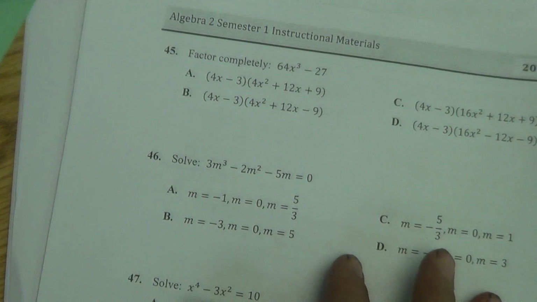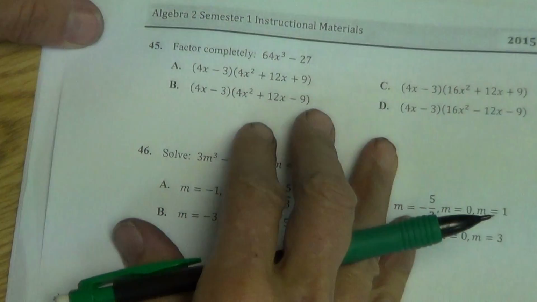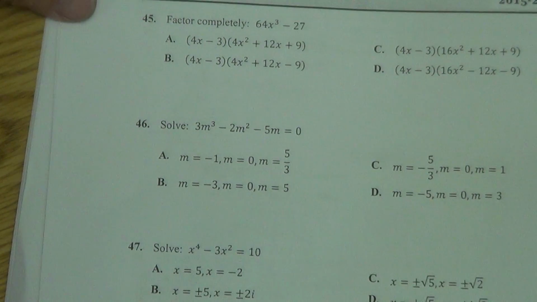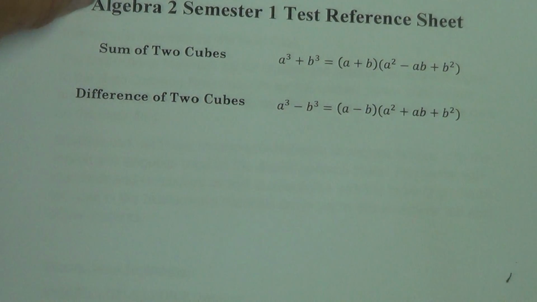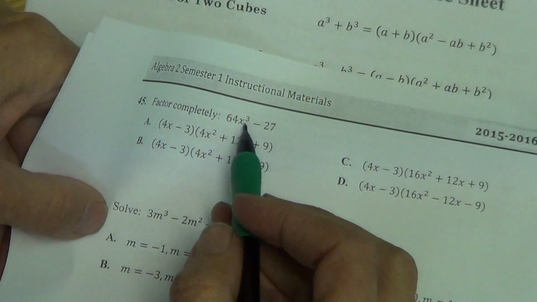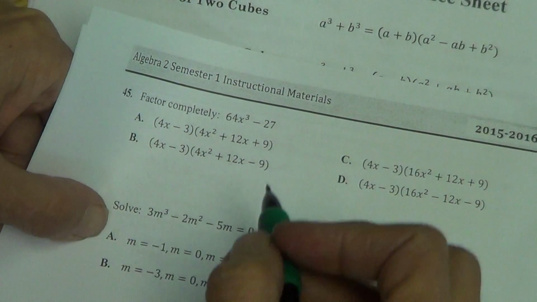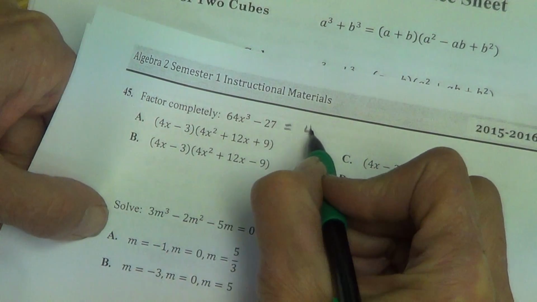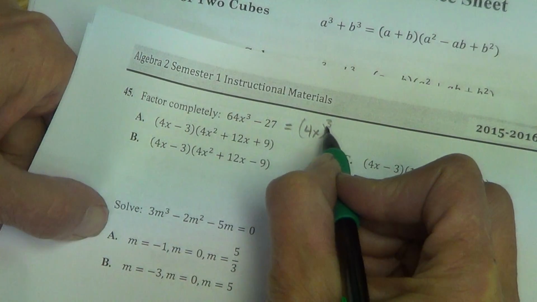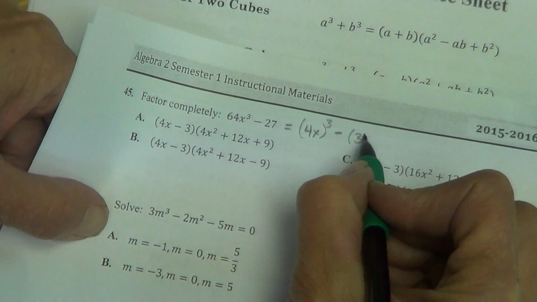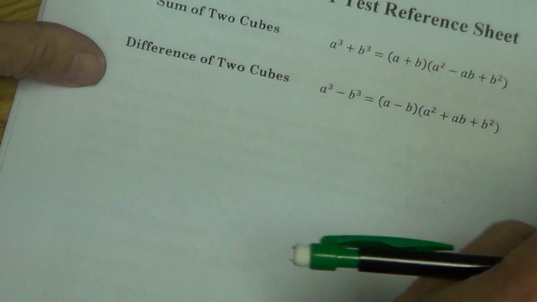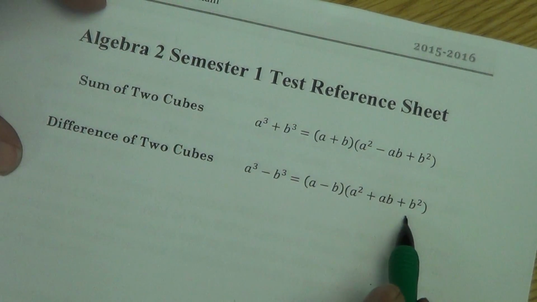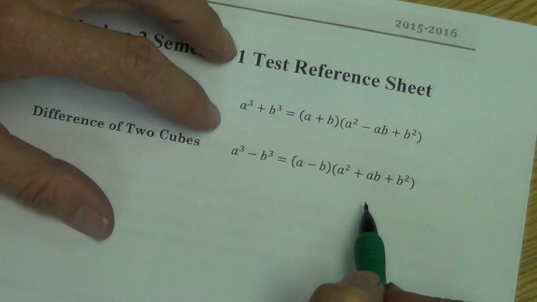Factor completely. Now, when you do this, there is a poster in the room that would help you. If you don't happen to notice the poster, then you might notice the reference sheet that comes with the test. This is a difference of perfect cubes. You were to memorize the perfect cubes before, so you would know that this is 4x cubed minus 3 cubed. Now, on the reference sheet, see the minus? That is your formula. You need to use it.